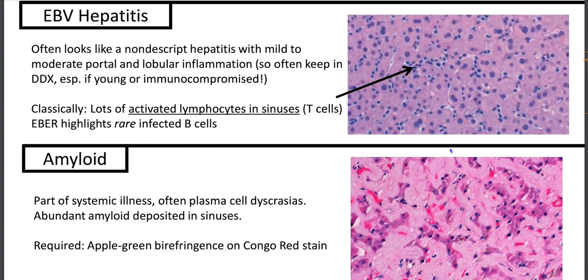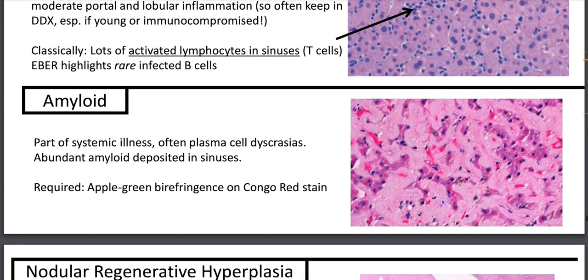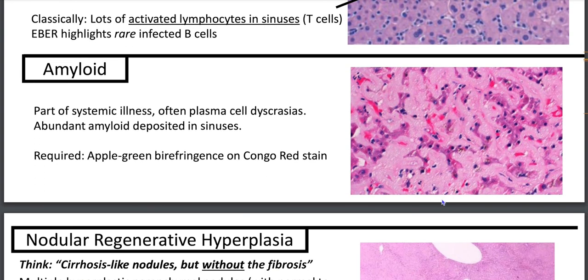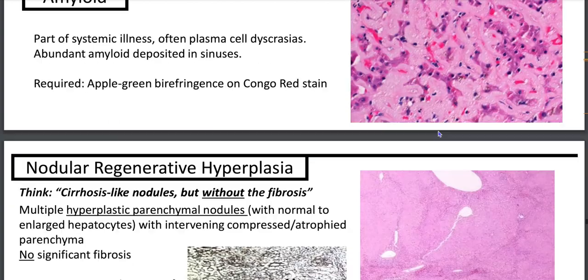EBV hepatitis looks like nondescript hepatitis with mild to moderate portal and lobular inflammation. So keep it in your differential, especially if the patient is young or immunocompromised. Classically, you'll have lots of activated lymphocytes in the sinuses, the T cells, and EBER highlights rare infected B cells. Amyloid is part of systemic illness, often with plasma cell dyscrasias, and you can have abundant amyloid deposited in sinuses. You need apple green birefringence on Congo red stain to confirm.